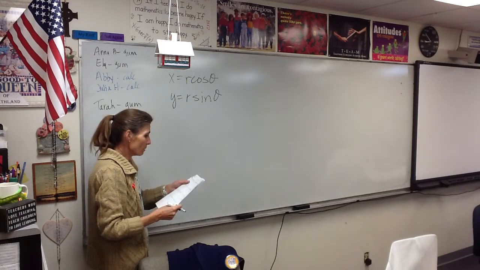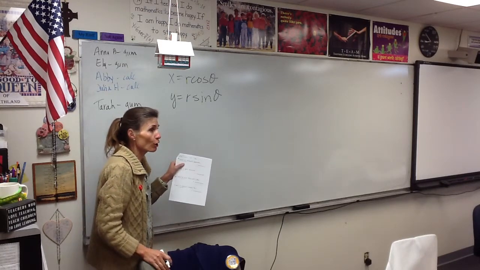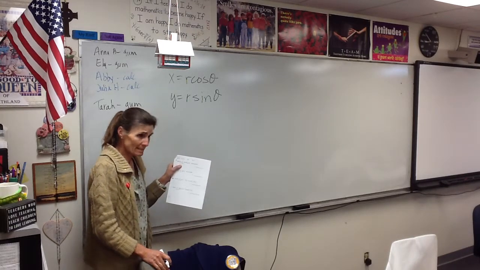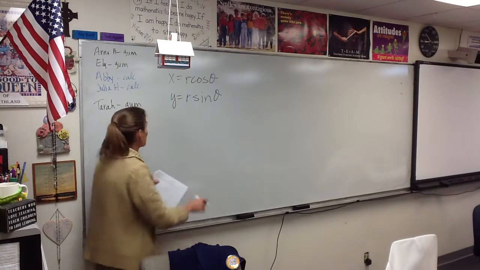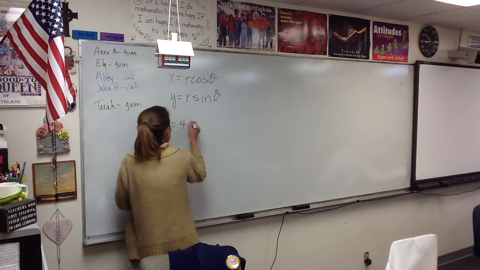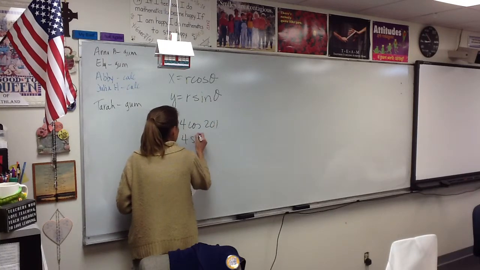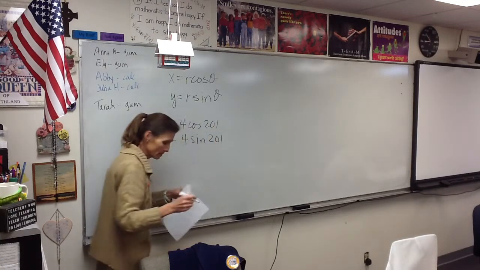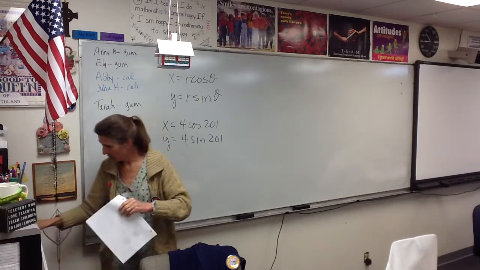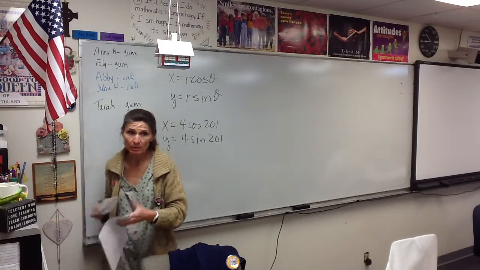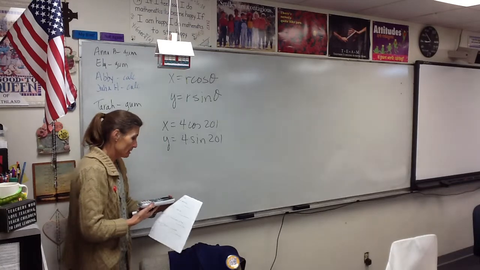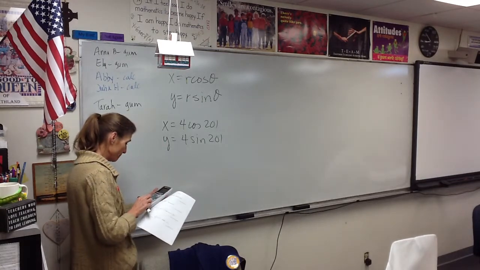So look at our problem. What's R? Four. What's theta? 201. So this should be easy. X equals 4 cosine 201. Y equals 4 sine 201. So we just take out our calculator, make sure you're set in degrees, and then type it in.